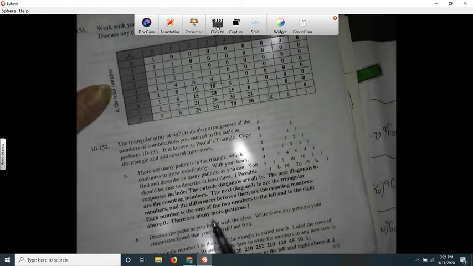Discuss your patterns. The single number 1 at the top of the triangle is called row 0. Now label the rows of your triangles to row 10 and describe how to write the numbers in any new row of the triangle.